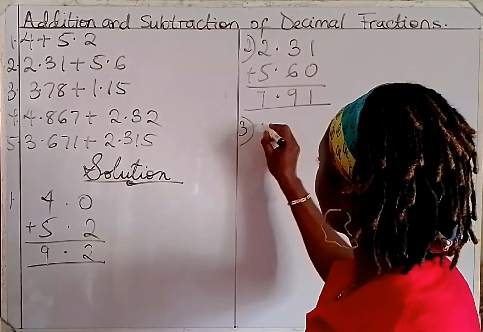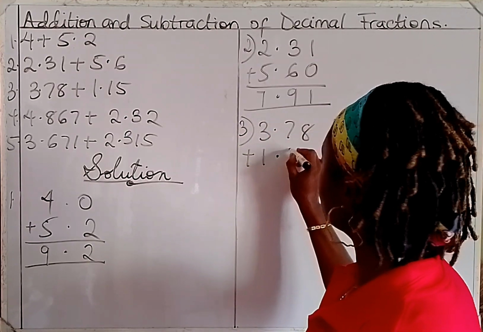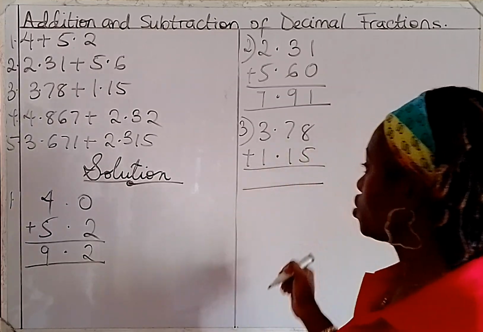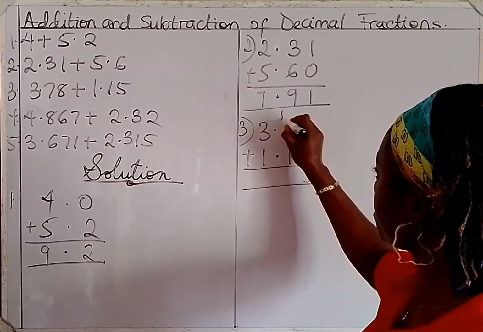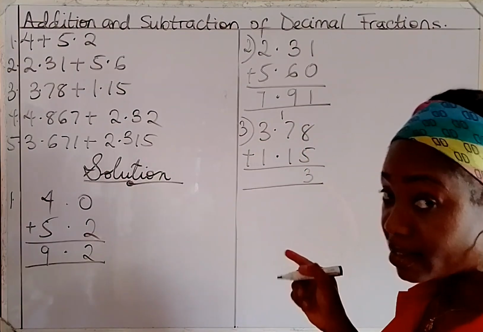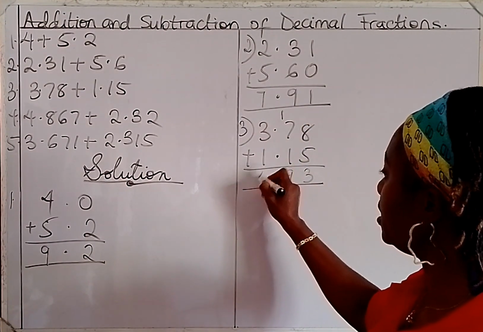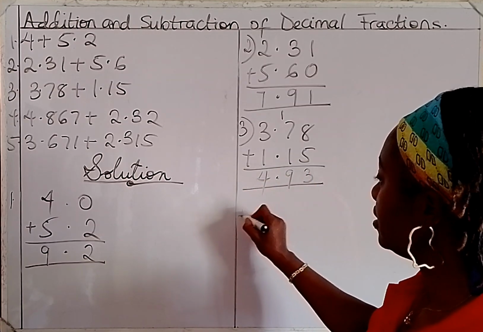Question 3, 3.78 plus 1.15. Okay? So we add them together. 8 plus 5 is 13. 7 plus 1 is 8. And 8 plus 1 is 9. 3 plus 1 is 4. And then we'll put our decimal between 4 and 9.